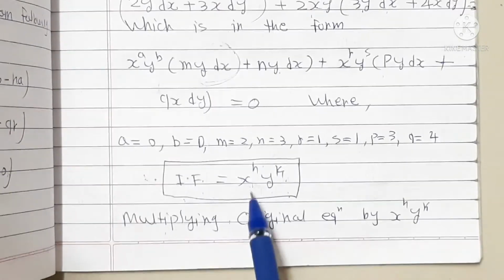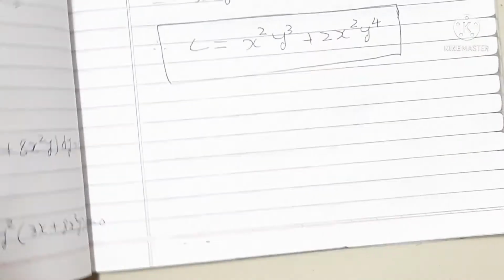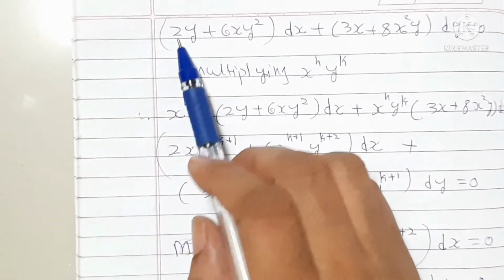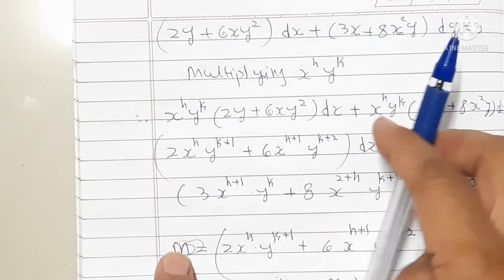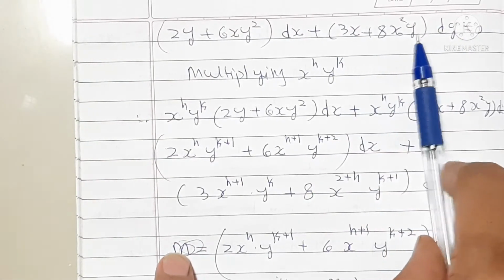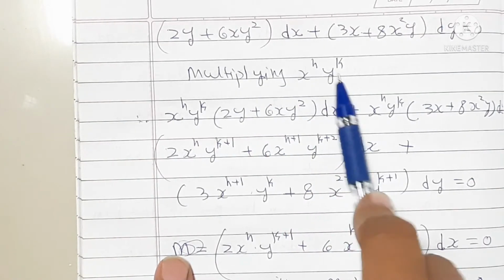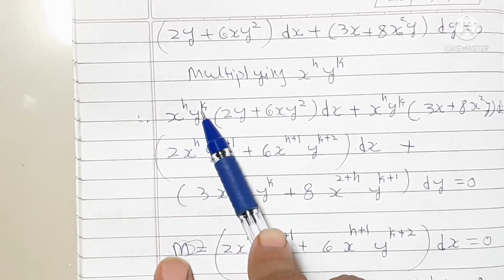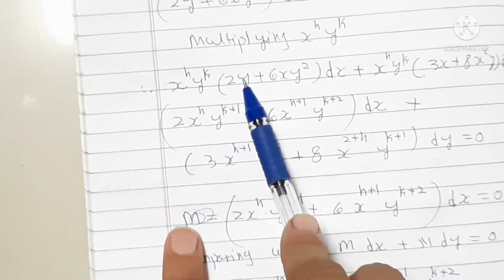Now multiply this integrating function, x raised to h and y raised to k, with the original equation. Consider our original equation: the given equation is (2y + 6xy square) dx + (3x + 8x square y) dy is equal to 0. Now multiplying by x raised to h into y raised to k, simply write x raised to h, y raised to k and copy the whole given equation as it is.